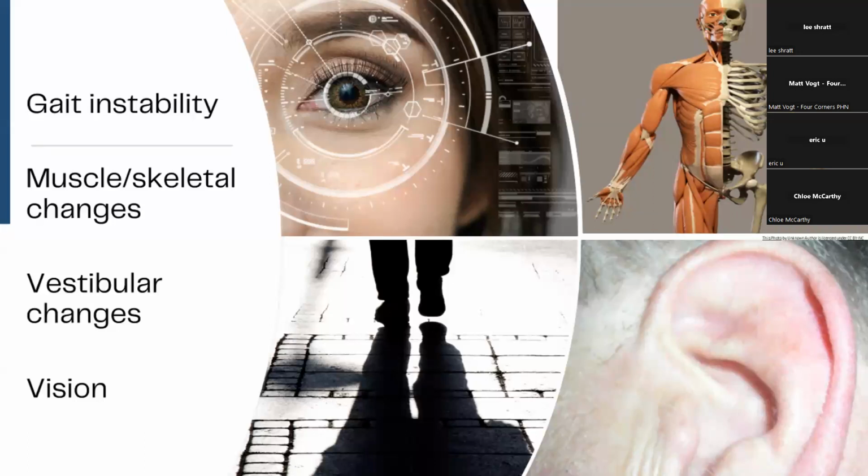All right, so I'm going to talk now about gait instability, what happens, musculoskeletal changes, vestibular changes, and vision changes. All right, next slide, please.